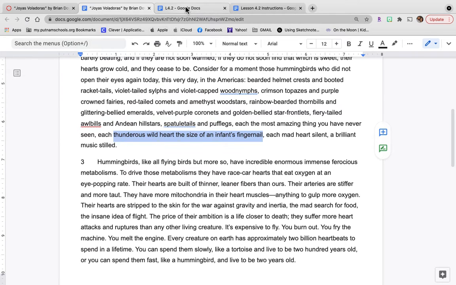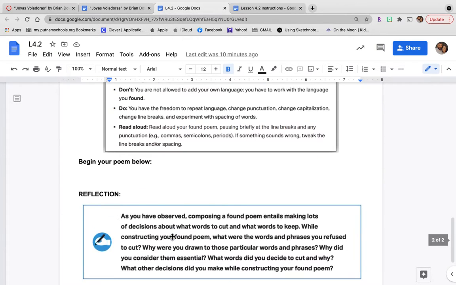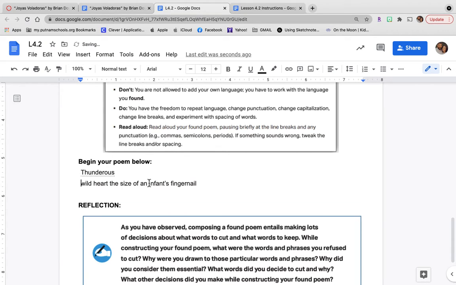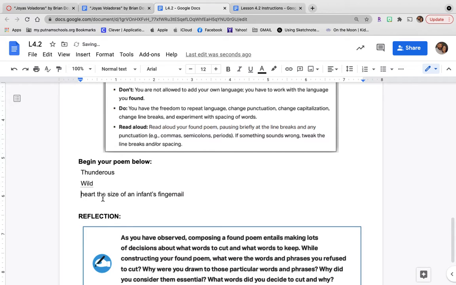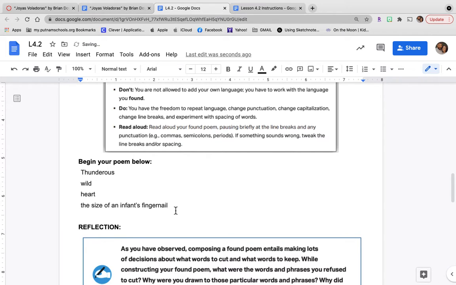Now this one, I won't have to remove so much. So, thunderous wild heart the size of an infant's fingernail. So now I have to create line breaks. Thunderous, wild, heart. The size of an infant's fingernail. That's probably the easiest one you can do. And I've already taken it from you, sorry.